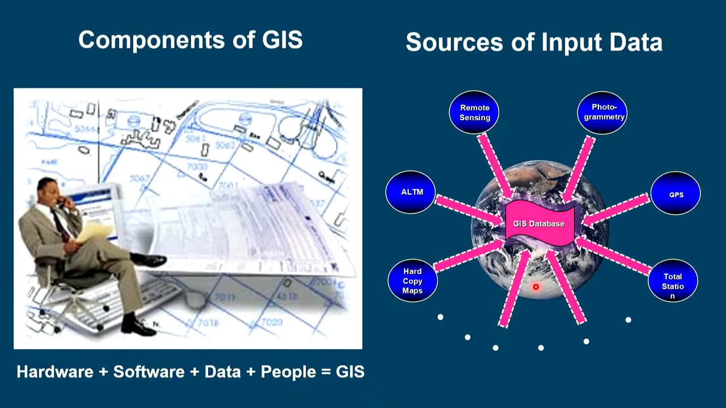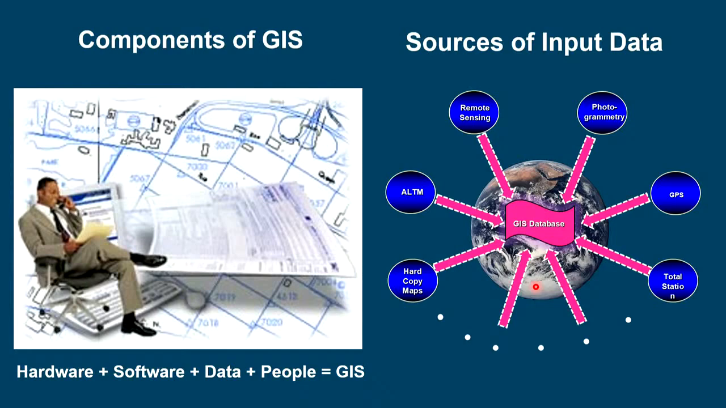So you are also a part of the GIS system. These four things you can consider as components of the GIS: hardware, software, data and people are the components of the GIS systems. And the sources of data, there are n number of sources. You can collect the raw data or raw material or raw GIS data from n number of sources.